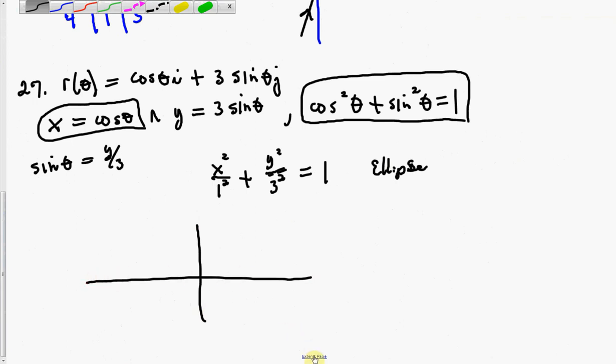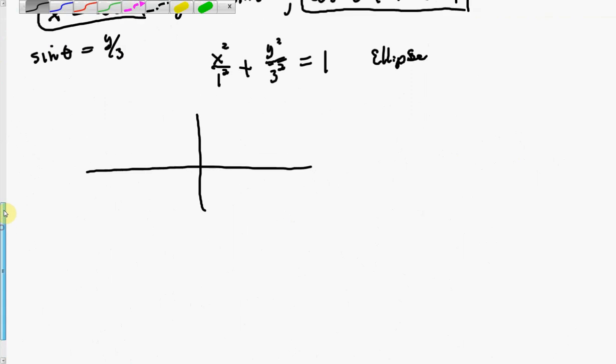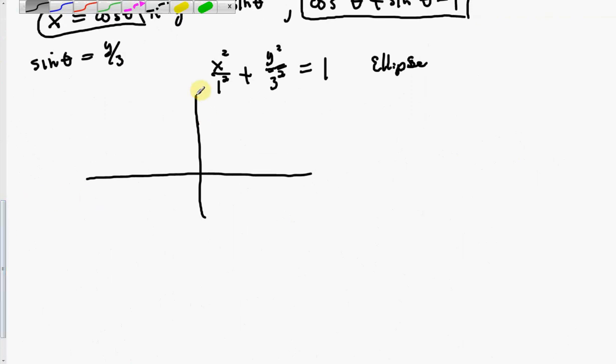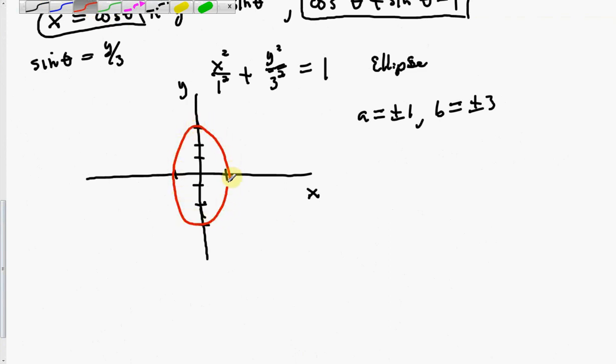Now if we think about its graph, the elongation of the ellipse is with respect to the y-axis, because we have the pole positions there at 1, 2, 3, plus or minus 3. So you know that a is plus or minus 1 and b is plus or minus 3. So we have this ellipse doing that. Now the question is on the direction.